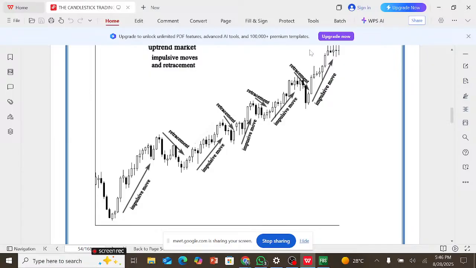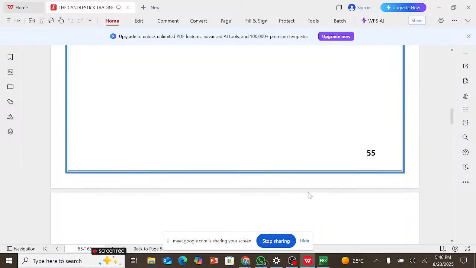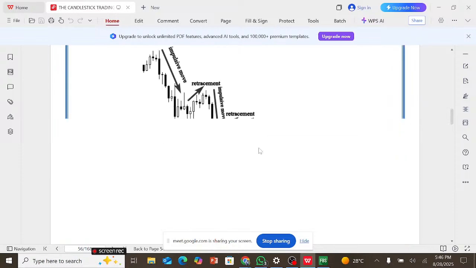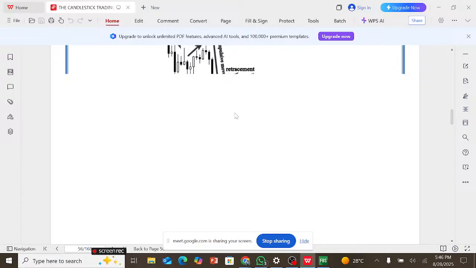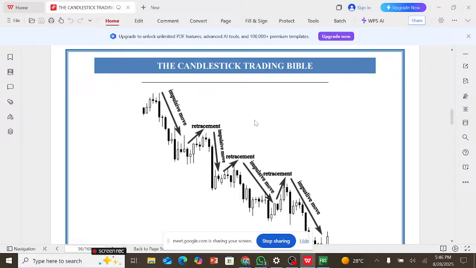Now, for a market that is going in a downtrend, we will only consider the selling opportunity, as I have said. So when the market is going down, we will not take a buying order. What we will do is keep chasing the trend, the direction of the market.